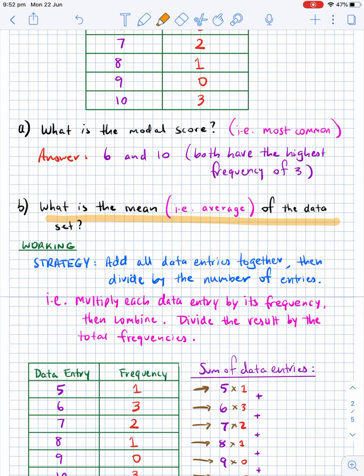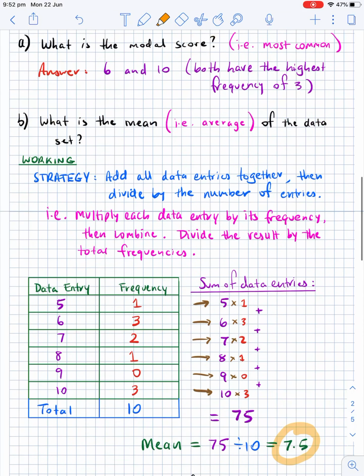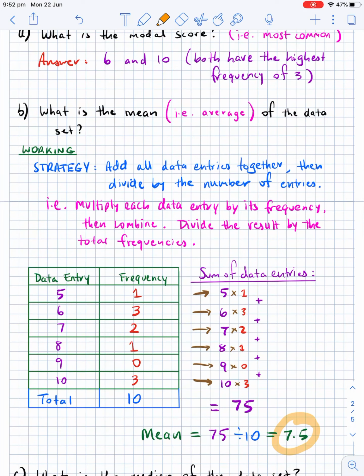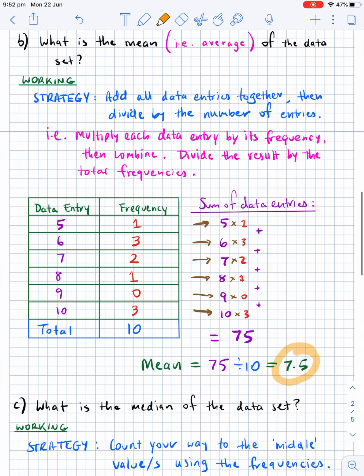What is the mean or the average of the data set? Now, this is a bit of a tricky one. The strategy is we want to add all the data entries together and then divide by the number of entries. But it's hard to see those entries in a frequency distribution table. So a trick to do this sort of thing is to multiply each data entry by its frequency. So like 5 times 1 and 6 times 3. And then combine these answers. So we want to add what we get from each of these multiplications that we're doing.